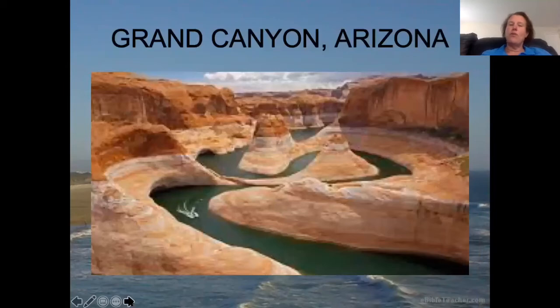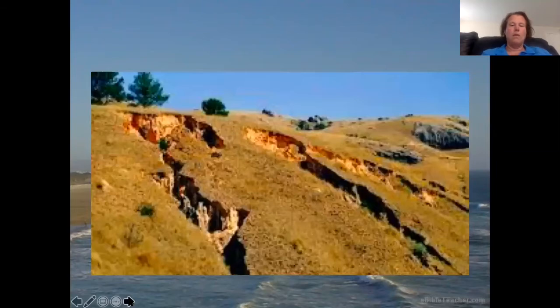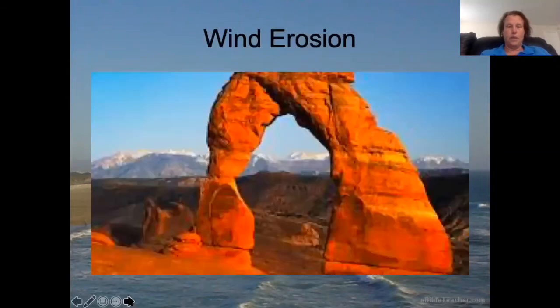So for example, the Grand Canyon in Arizona. This is a canyon. This canyon and all canyons are formed by river erosion. The river is going to carry away weathered rock. This is gravity erosion. Gravity carries away sediment that's been weathered. Wind erosion, we talked about this. The wind causes the rock to break down, and then it also carries it away.